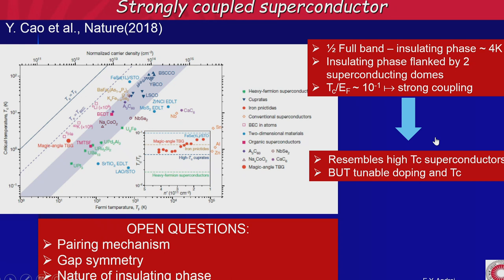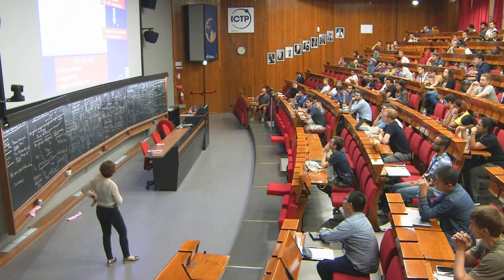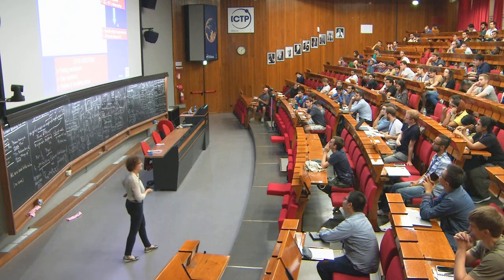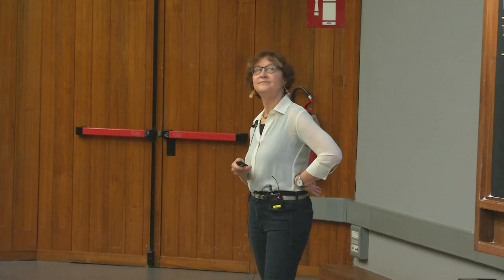So of course now everybody started working on this, theorists and experimentalists. The theories are much faster. As of a couple of weeks ago, I counted about 70 theoretical papers. There's a zoo of scenarios that people propose. So we want to know, what's the pairing mechanism? What are these Cooper pairs? What's the gap symmetry? What's the nature of the insulating phase? All these are open questions, a lot of work for both experimentalists and theorists.